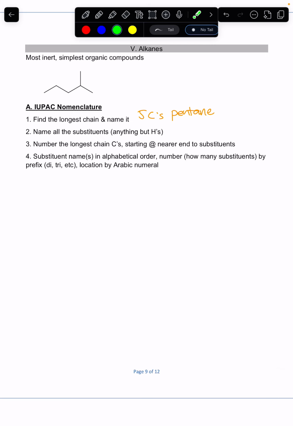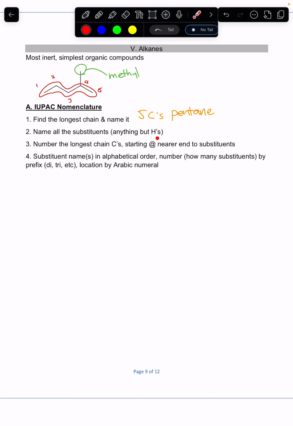Then the next thing we should do is name all the substituents. First, I should mark that we named this main chain, which has 1, 2, 3, 4, 5 carbons in it. There is indeed a substituent right here, and that's the branching. This is a single carbon, so that would be called a methyl group. Anything else but hydrogen that's attached to the main chain is considered a substituent. And then we have to number the longest chain.